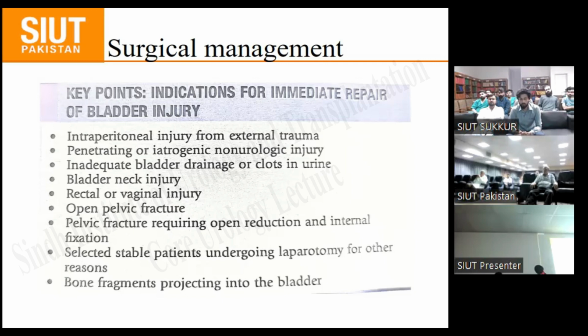Now, if a patient is having a laparotomy for other reasons due to any gut injury, and we concomitantly find that there is a bladder injury, even if it is an extraperitoneal injury, we can repair it at that time because the patient is already open for laparotomy. And if there are bone fragments projecting into the bladder, in this case, bladder drainage alone will not cause healing. We have to remove the bone segments and repair the injury surgically.